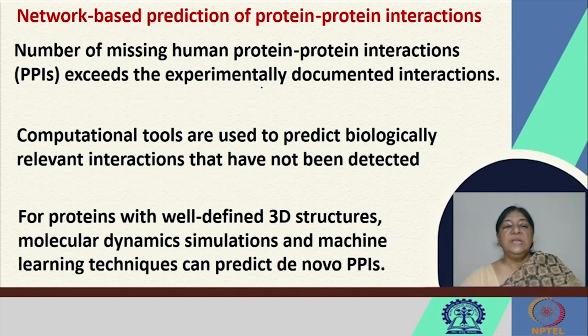The network-based prediction of protein-protein interactions is extremely important because the number of missing human protein-protein interactions far exceeds the experimentally documented interactions. So these computational tools are used to predict biologically relevant interactions that have yet to be detected. For proteins with well-defined 3D structures, MD simulations may be possible, and machine learning techniques can predict de novo protein-protein interactions.